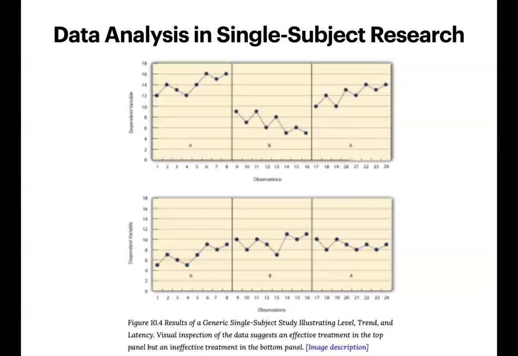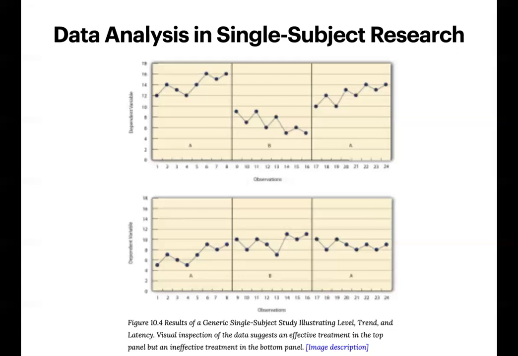If you look at the top graph, you notice that the changes of the dependent variable from condition to condition are rather abrupt, a strong indication that the treatment was responsible for the changes in the dependent variable. In contrast, the changes in level in the second graph are minimal between conditions, suggesting that the treatment was not working.